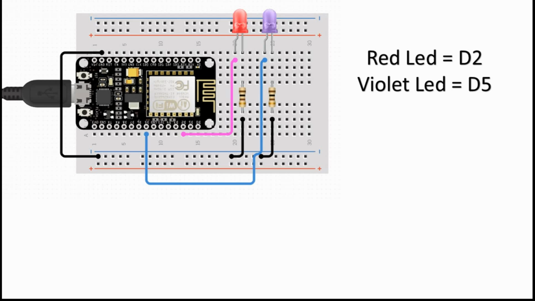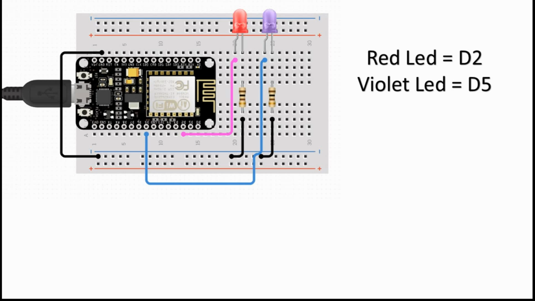In the very beginning, I'm going to show you how to connect the NodeMCU. Okay, what is the wiring of the LED in this NodeMCU? Over here you can see that two LEDs are connected with the NodeMCU. One LED is red and another is violet. Now the red LED is connected on D2 as written on the right hand side, and the violet LED is connected on D5.